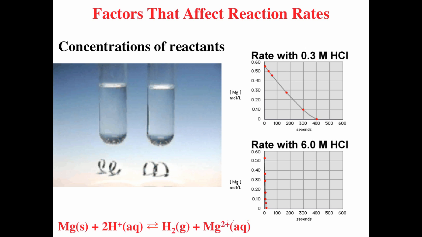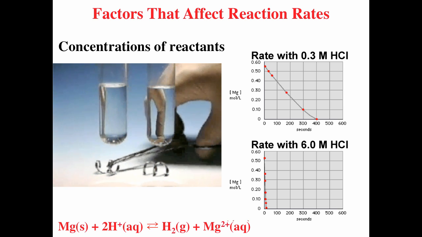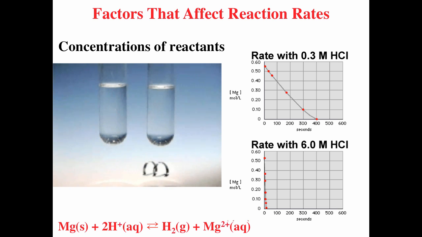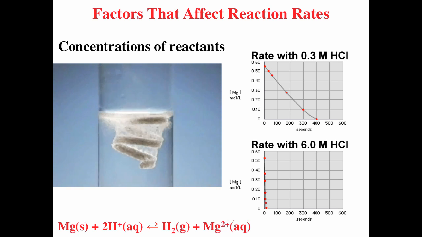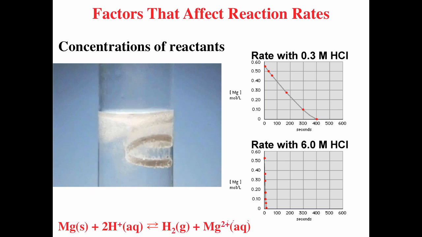In the test tubes is hydrochloric acid. On the left is a 0.3 molar solution, and on the right is a 6 molar solution. If we place a strip of magnesium metal in the 0.3 molar solution, the metal begins to react slowly.